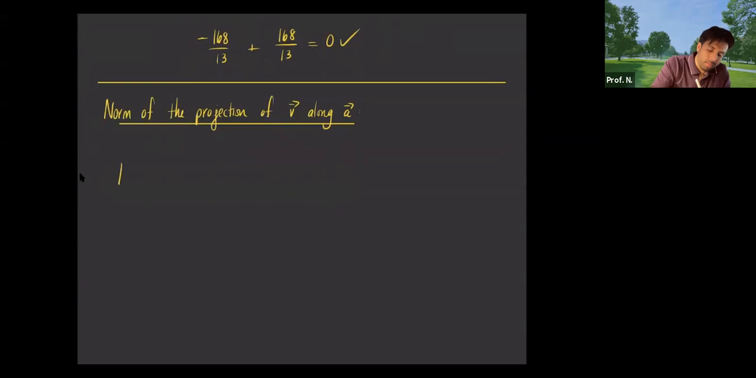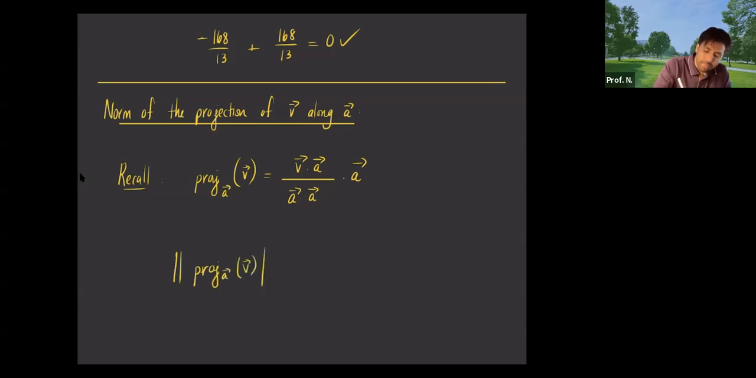So again, recall that the projection of the vector V along A is V dot A over A dot A multiplied by A. And what I want to find now is the norm of the projection vector. I want to find the norm of this new vector. How big is it? How long is this new vector?